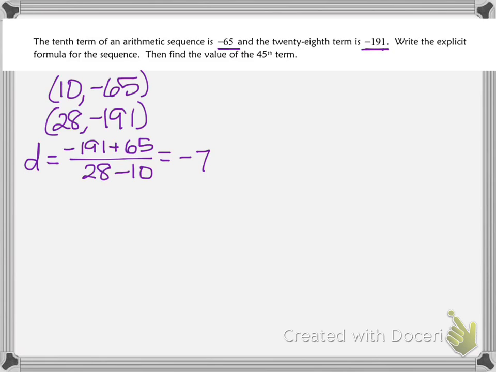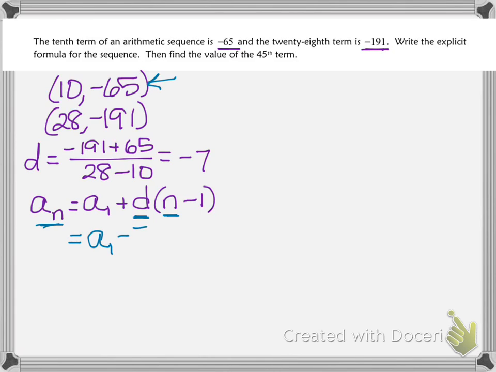Now, if we work with our explicit formula, which is a sub n equals a sub 1 plus d times n minus 1, the last piece that I need to have the formula is what the first term is. But I can fill in now the common difference, and I also have two options that I can use for n and a sub n. Typically, it's a little bit easier to use the one with smaller numbers. It doesn't really matter.